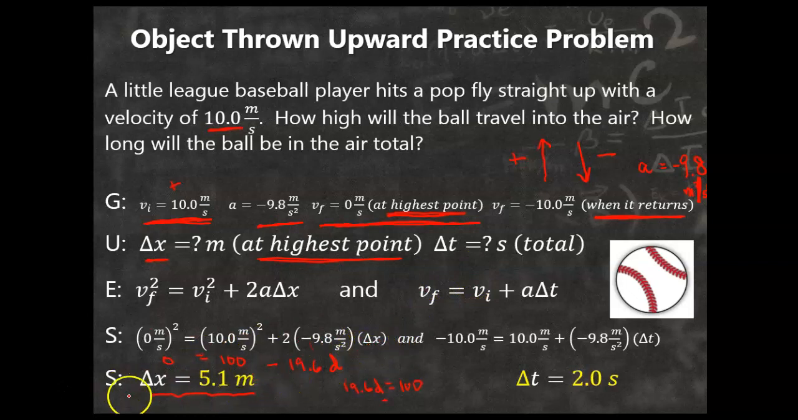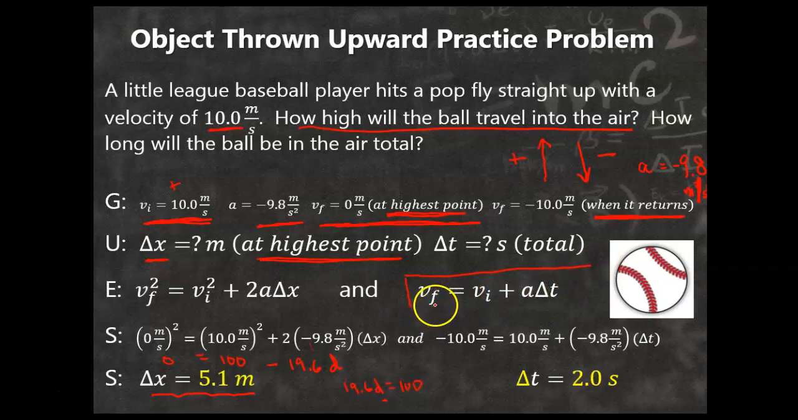Okay, so we solve for distance. So we're done. We answered the first question. How high will the ball travel into the air? It'll travel 5.1 meters. Second question, how long will it be in the air? Okay. So the easiest way to do that is to say final velocity equals initial velocity plus acceleration times time.